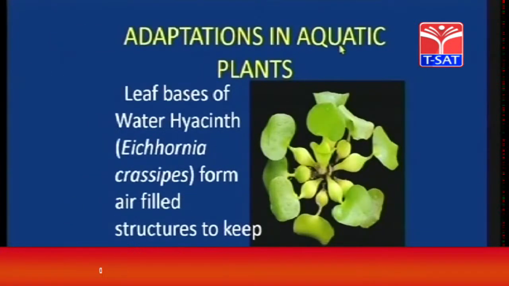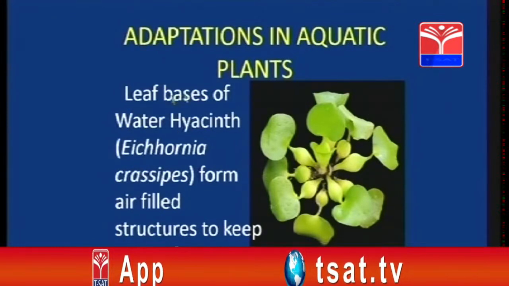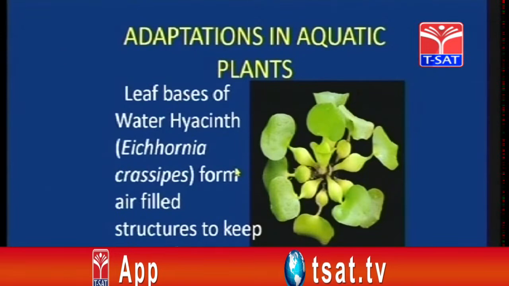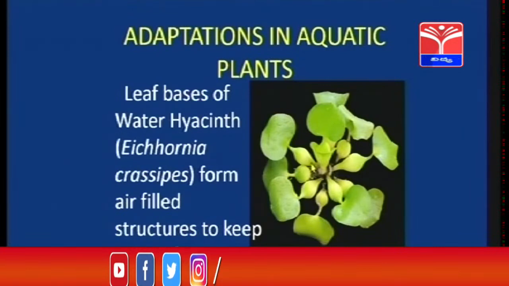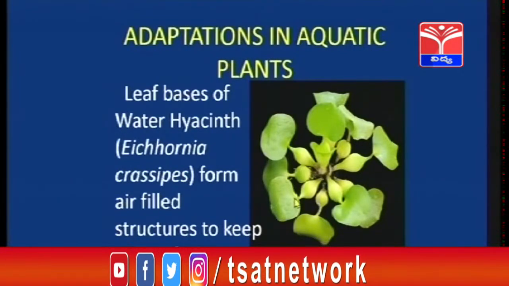Now, adaptations in aquatic plants. Children, you can see the water hyacinth. Leaf bases of water hyacinth, that is Eichhornia, form air-filled structures to keep them afloat. You can see, children, air-filled structures. So, with the help of these, they are floating.